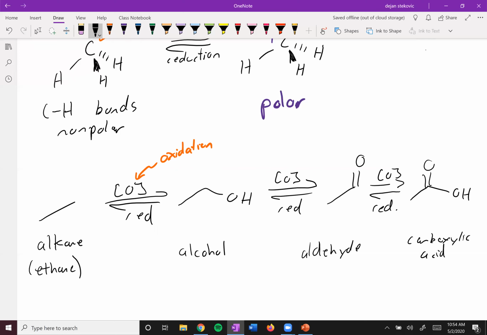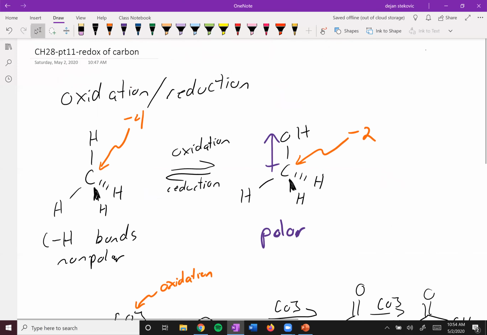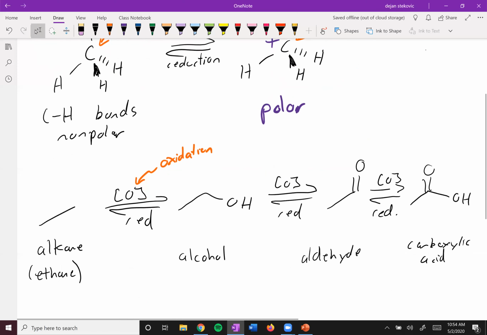So be able to identify oxidation and reduction and be able to tell me how many steps away you are. So if I tell you, what does an alkane oxidize into in one step, you say an alcohol. An alcohol can oxidize into an aldehyde, and then an aldehyde can be further oxidized to a carboxylic acid.